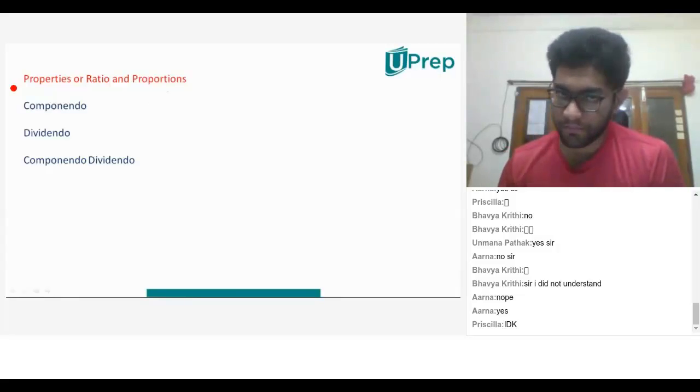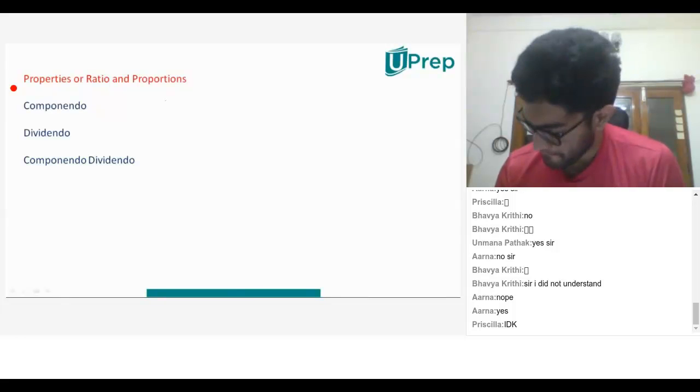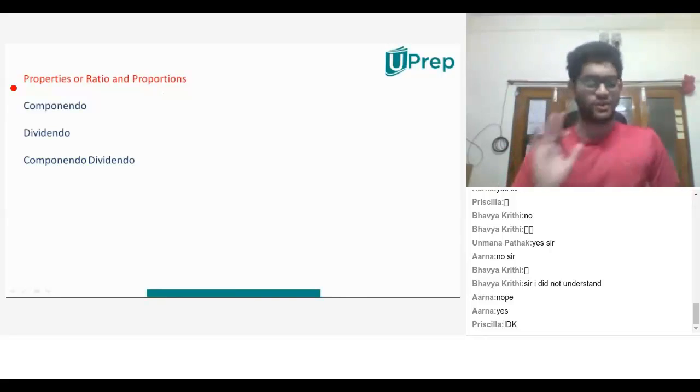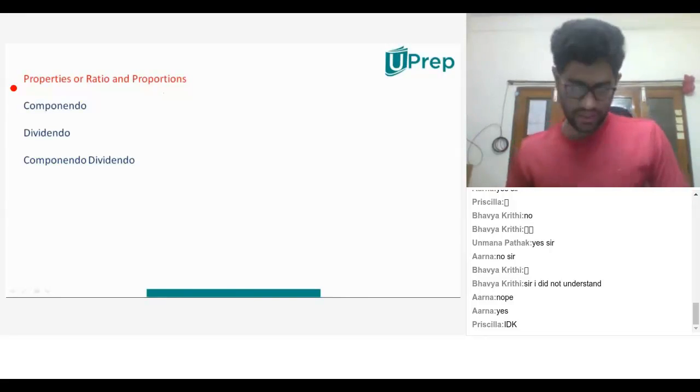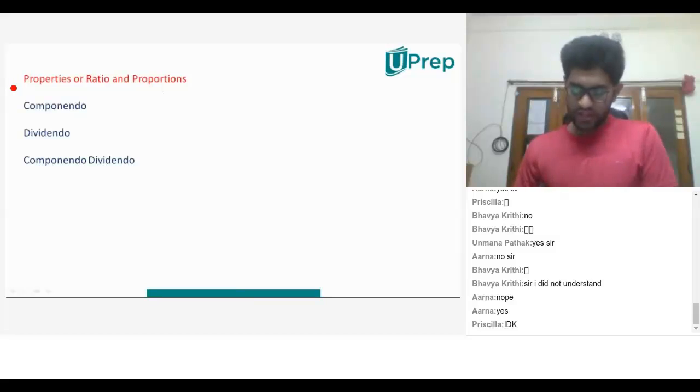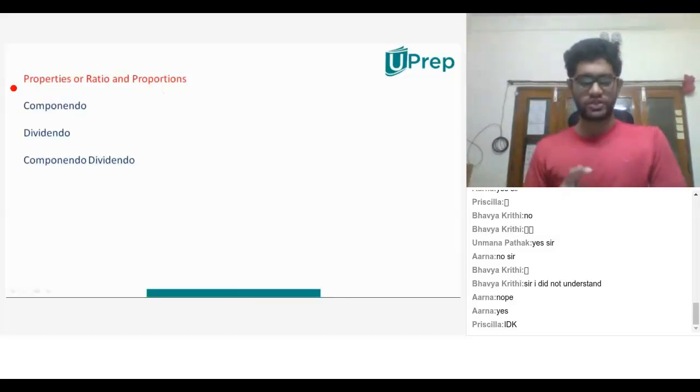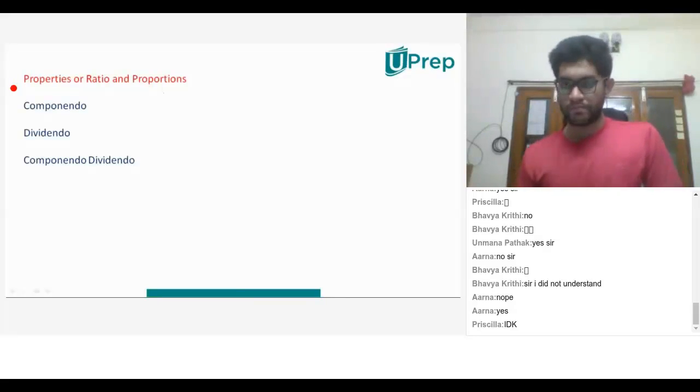Yes, Bhavya? Sir, I forgot that I have this definition in my textbook. Can I tell that? No, it's okay. I don't want textbook definition. Let's all of us understand what this is. All right. This is very interesting. Once this is done, proportion is done, then we'll move on to variations.